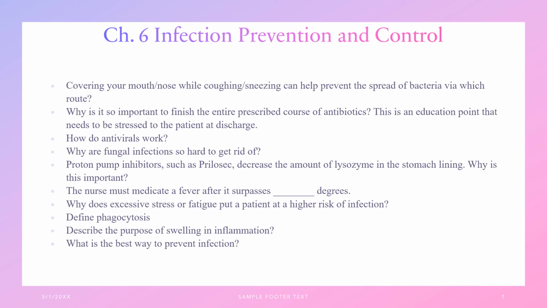Describe the purpose of swelling and inflammation. We can see this on page 109. Swelling is the result of the increased permeability of the capillaries and the leakage of fluid from the blood into the tissue spaces around the cells. Blockage of the lymphatic drainage from the site will also contribute to local swelling.